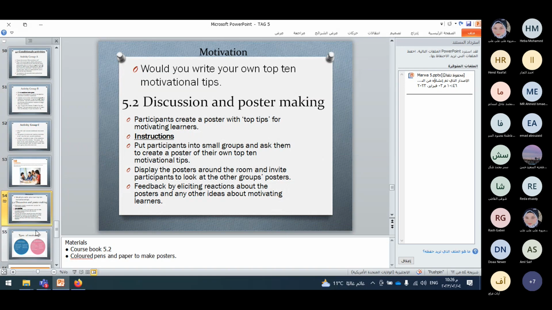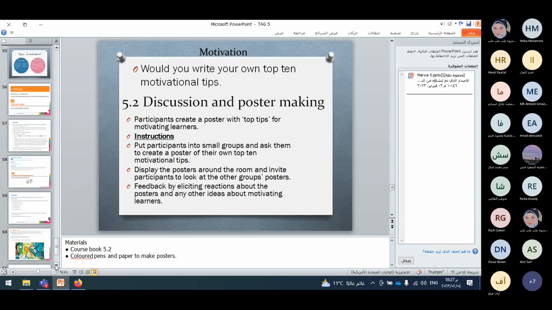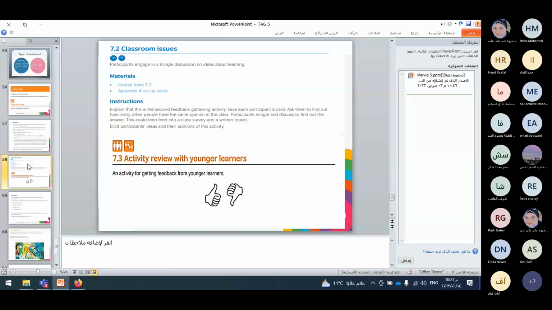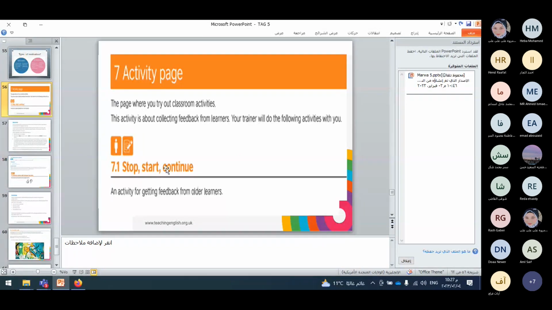That's wonderful. You will find more activities here. I have included them in the PowerPoint. Please read them because we don't have much time to read. And you are teachers, you can read, of course. Like poster making. This raises your students' motivation, by the way. It's like a discussion and poster making. It's wonderful. And here are the activities' instructions. You can read them.